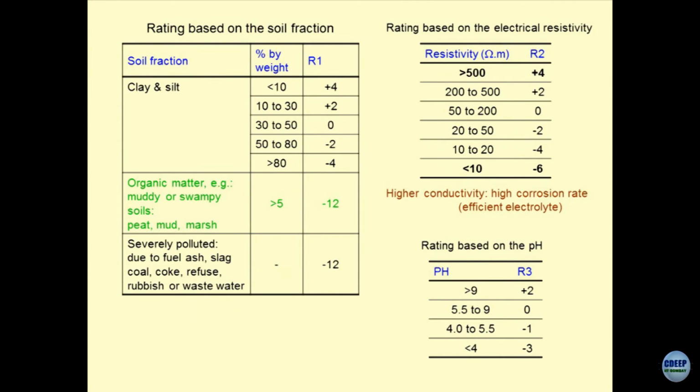So, if clay and silt contents are very high, the weightage is minus extremely high, that means this situation is going to be detrimental. Organic matter, if it is more than 5%, water retention will be more, permeability will be less, strength will be less, compactivity will be less, and hence extremely high negative weightage. Then severely polluted situations, again very high weightage, clear.